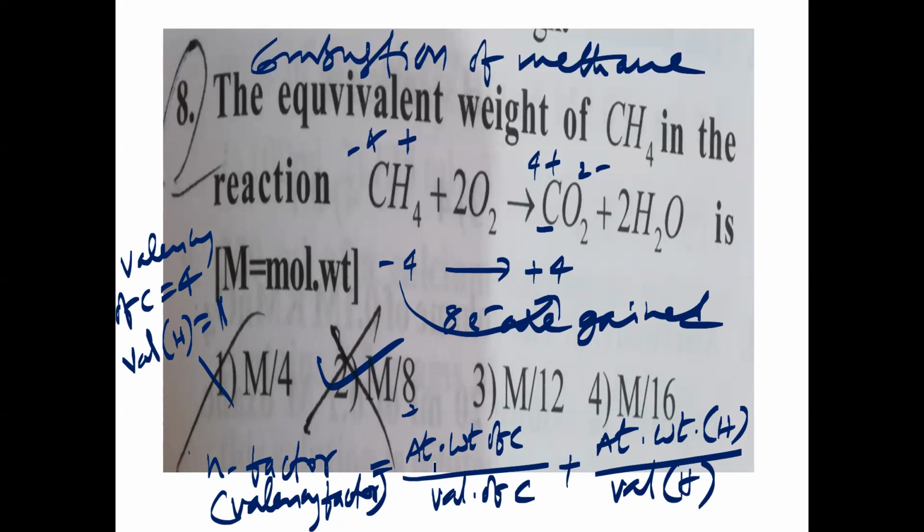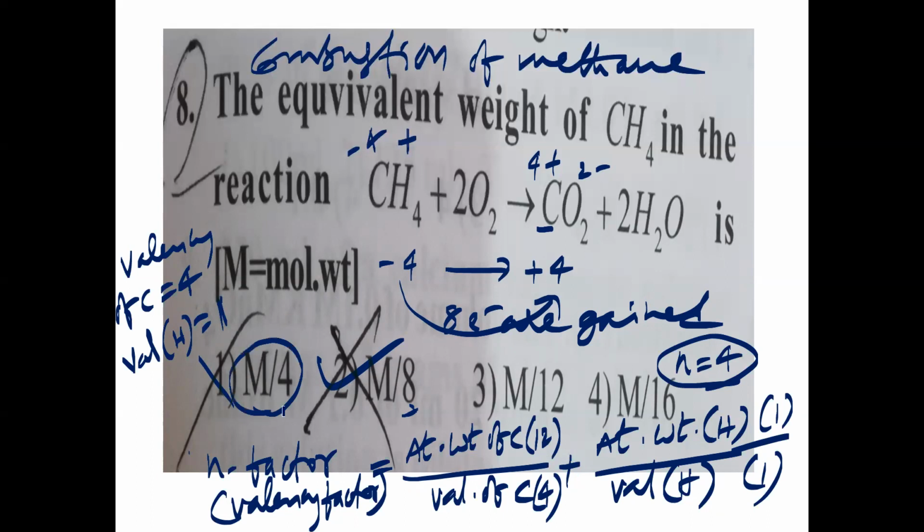Now tell me, from this, atomic weight of carbon how much here? 12. By valency of carbon how much? 4. And atomic weight of hydrogen how much here? 1. And valency of hydrogen 1. So 12 by 4 how much? 3. 3 plus 1, 4. So totally we got n factor is equal to 4. When n factor is taken 4, we should take m by 4. In some books it is taken m by 4. In some concepts they are taking m by 8.